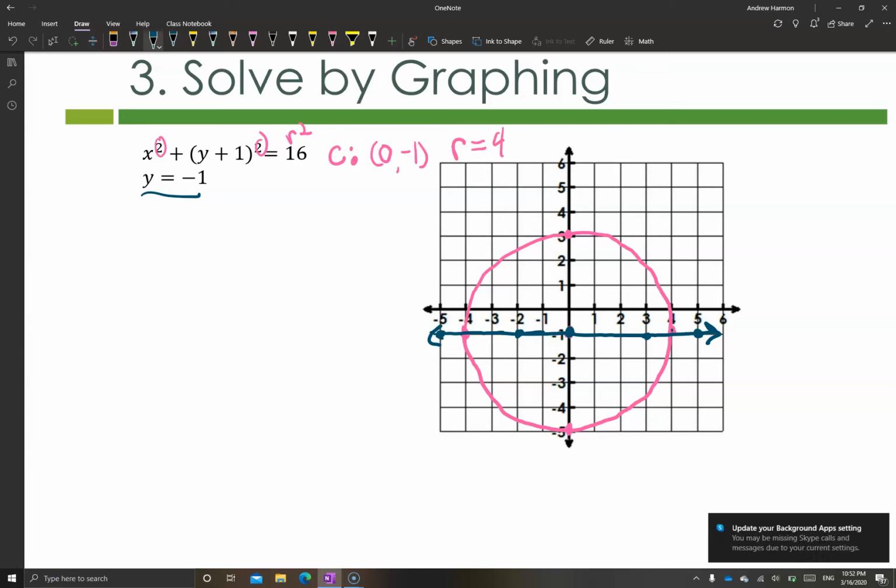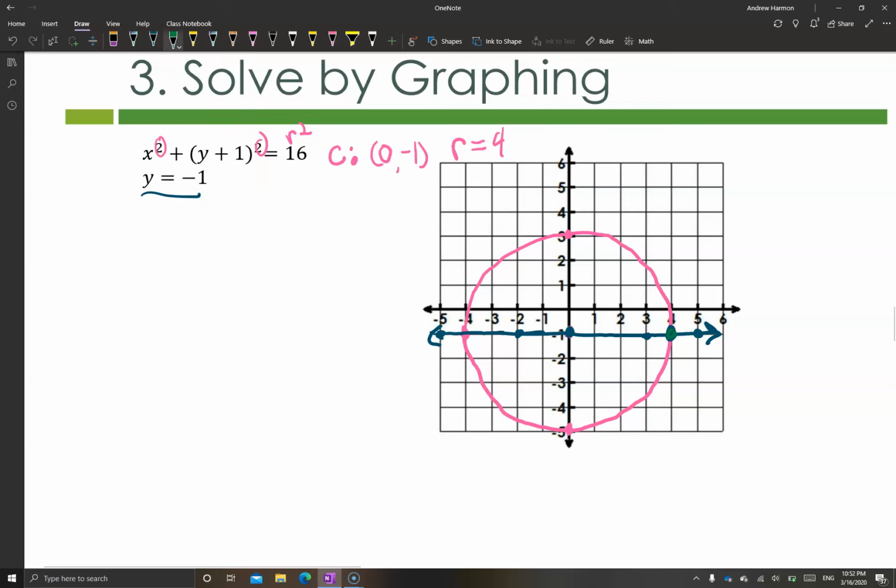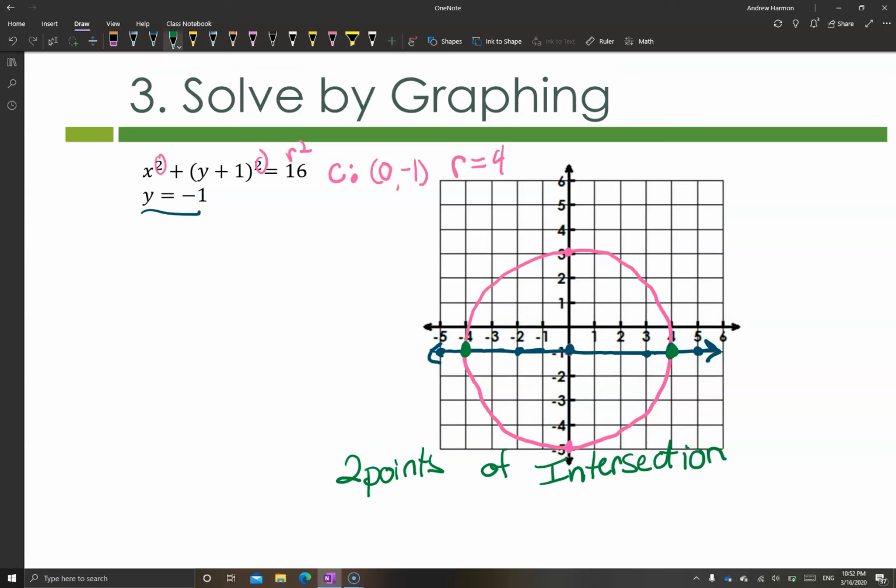All right, so if you notice, there are 2 points of intersection here. Let's go over those. Let's make this green. I think green would be a good color. So we go over those in green, that one and that one. Those are 2 points of intersection. And those points are -4, -1, and 4, -1. There we go. That's our answer.